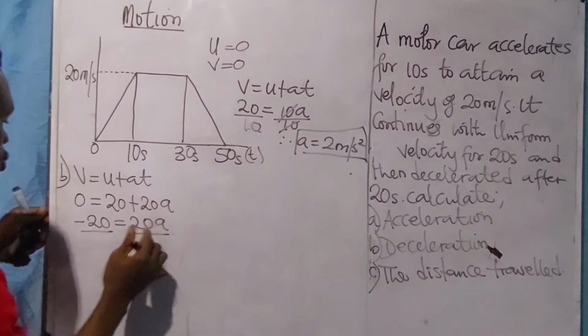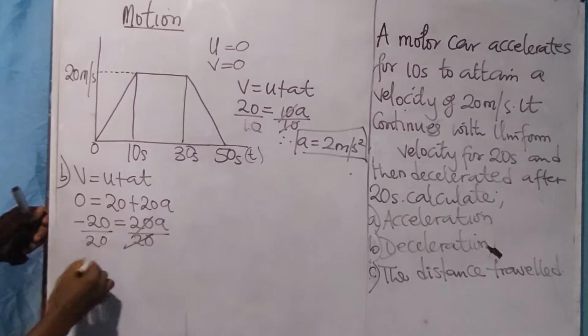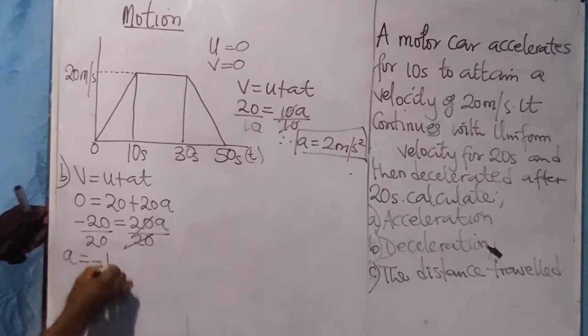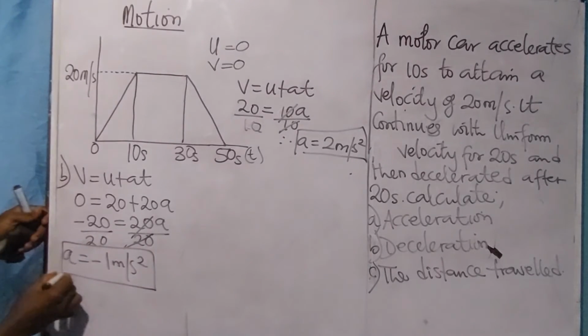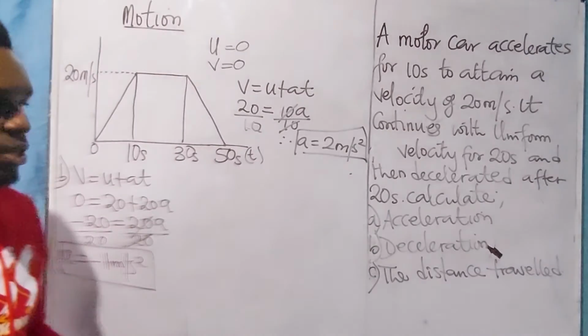Divide both sides by 20. This will go into this. Therefore, a now is equal to minus 1 meter per second squared. All right, so deceleration is minus 1, and acceleration is 2 meters per second squared.